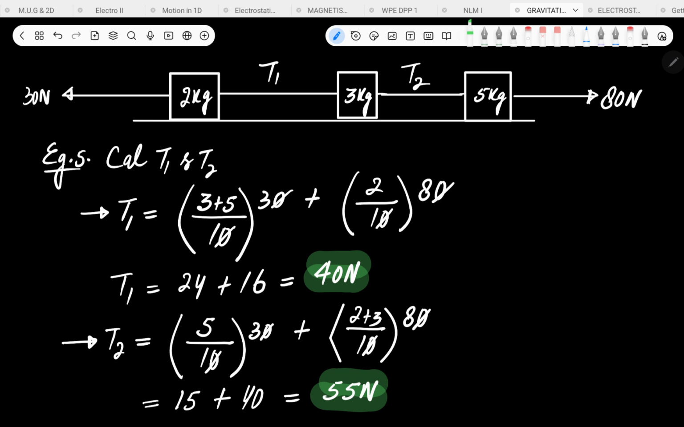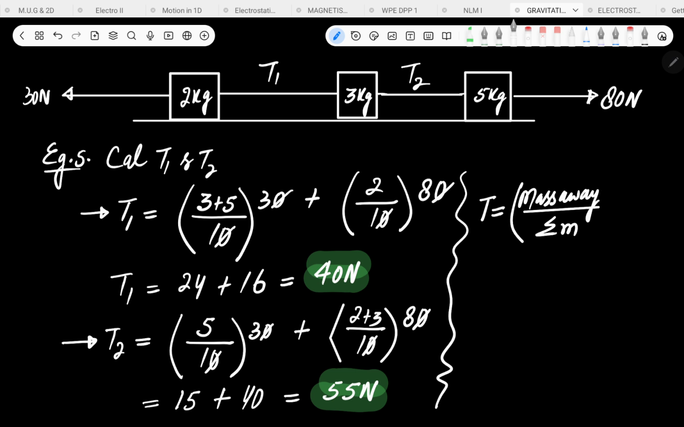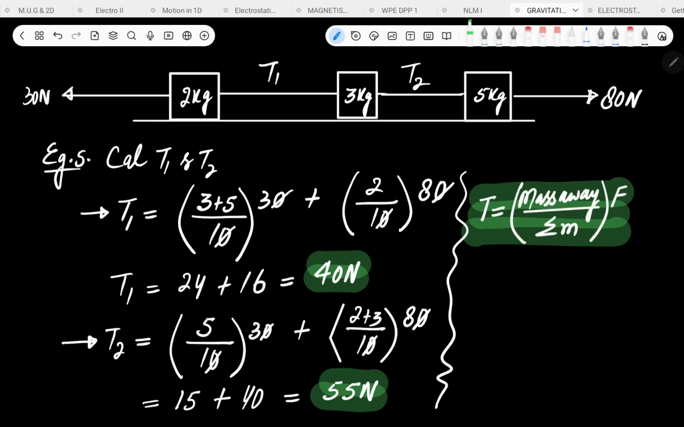Okay. So we have calculated both tension T1 and tension T2. So there's a trick which always works. And what is that trick? Let's revise that again. Tension is equal to what? That is mass away divided by the total mass into external force. This trick always works. Okay, and it's very handy, because if you are able to apply this trick, you are not required to calculate the acceleration, number one. Number second is that you can bypass constructing the free body diagram of any block.